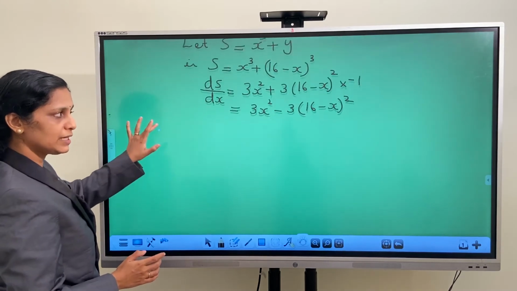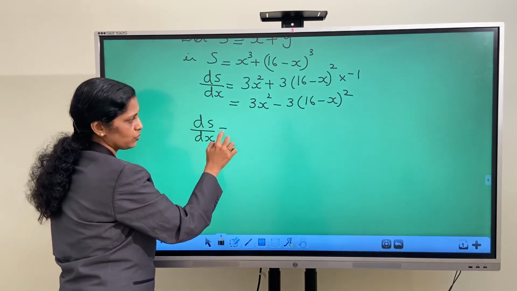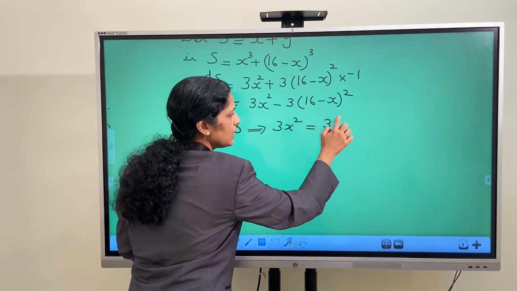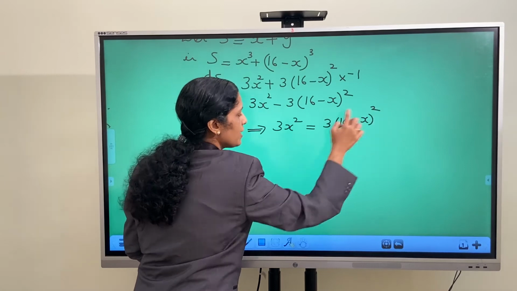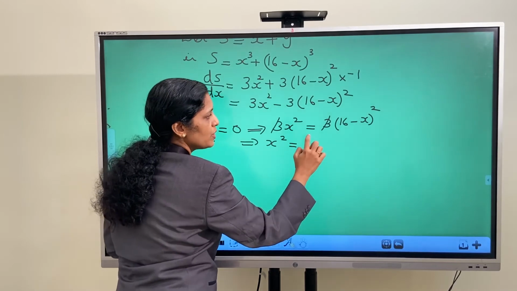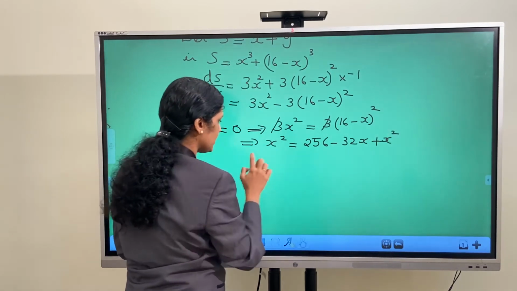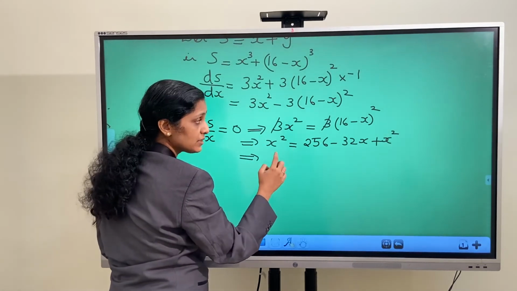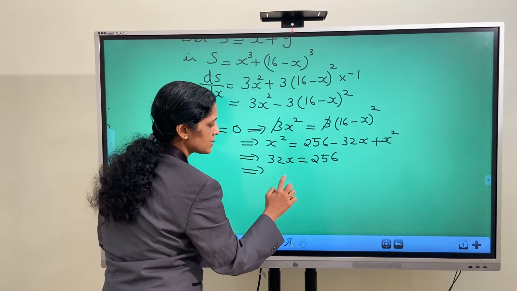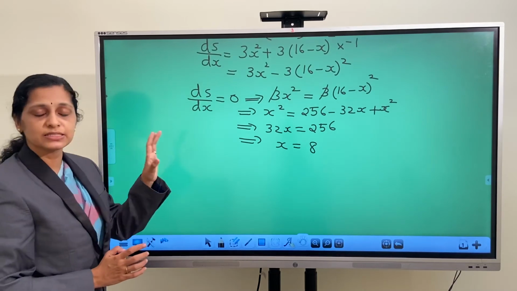And for finding the critical point, we have to equate dS by dx equal to 0. That implies 3x square is equal to 3 into (16 minus x) the whole square. You can cancel 3 and 3. Then you get x square is equal to 256 minus 32x plus x square. Again we can cancel x square and x square. Then you will get 32x is equal to 256. It implies x is equal to 8. Now we got the critical point as x is equal to 8.